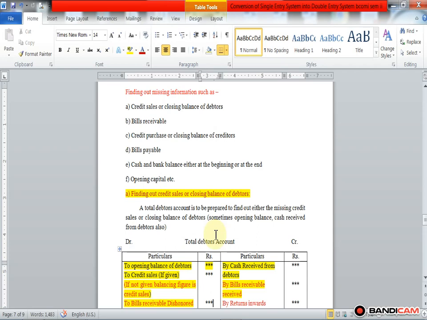But here in the second process, that is, we directly open the final accounts by preparing some working notes. So here we prepare these 6 working notes to find out the missing balances.